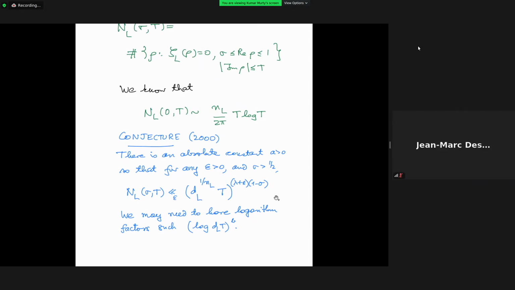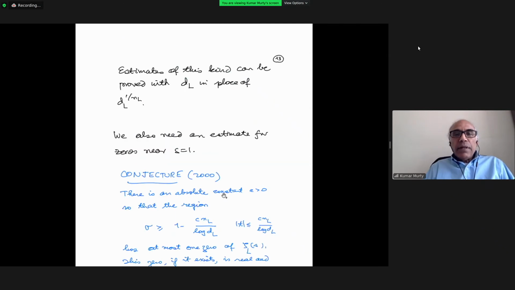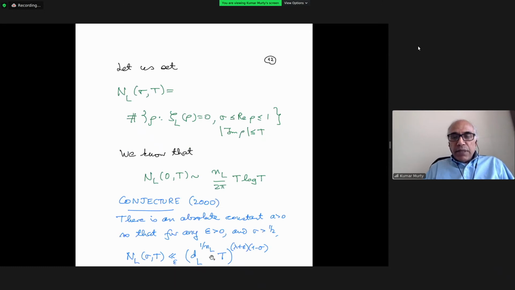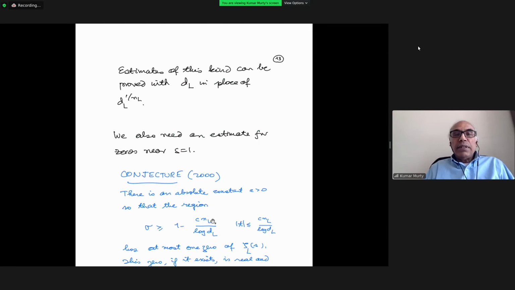Although over Q in general, you get estimates that don't have a logarithmic term, but then you don't have the root discriminant. So estimates of this kind, as I said, are known, if I replace the root discriminant with the discriminant. So what I'm asking really is about being able to use the root discriminant.